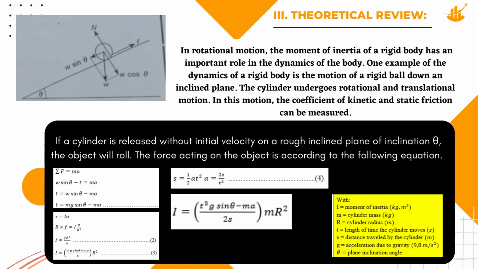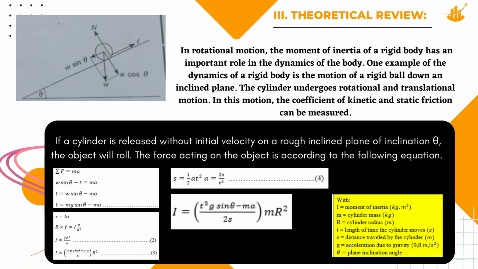The force acting on the object is given by the following equation. We substitute the fourth equation into the third equation so that the following equation is produced: the moment of inertia is equal to time squared times the gravitational acceleration times sin theta minus mass times acceleration, divided by 2 times the distance times the mass times the radius squared.